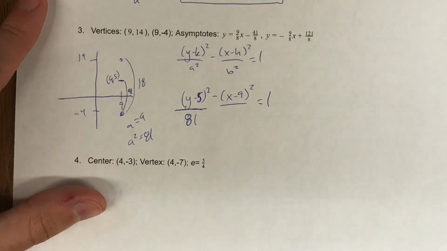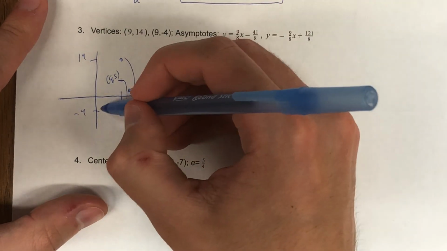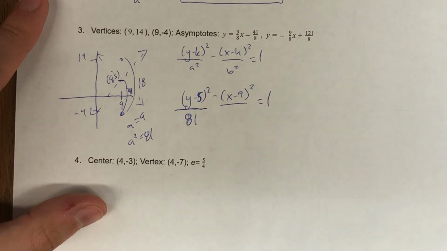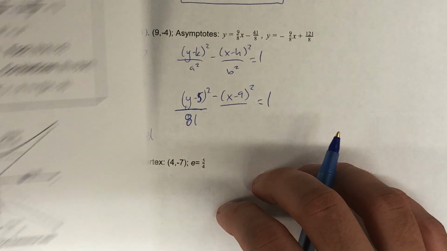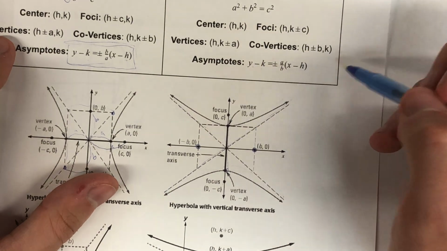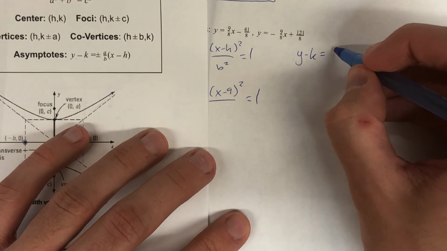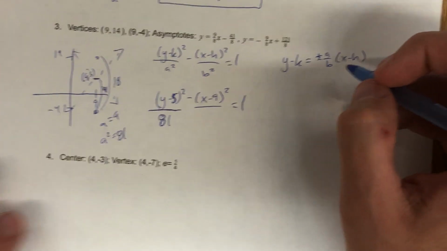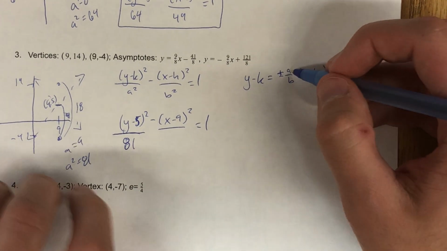We've got to figure out b squared. So let's think about what we have. We have our 2 asymptotes. Let's think about how these asymptotes work, particularly what their equations are. With these asymptotes, notice they're y minus k. So I'll write that here: y minus k equals plus or minus a over b times x minus h. As we look at these, notice the slope here being a over b.